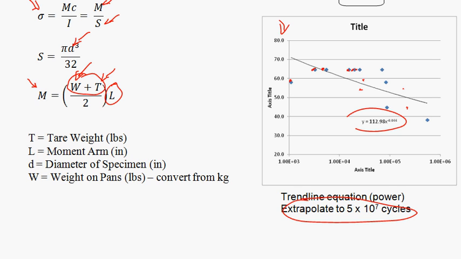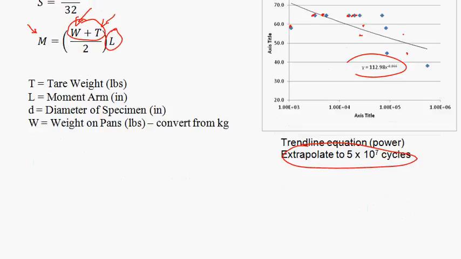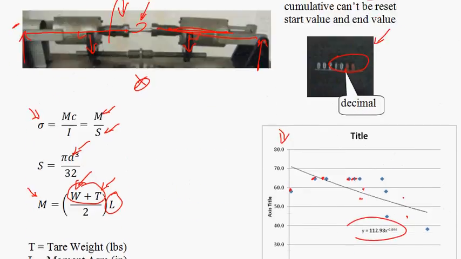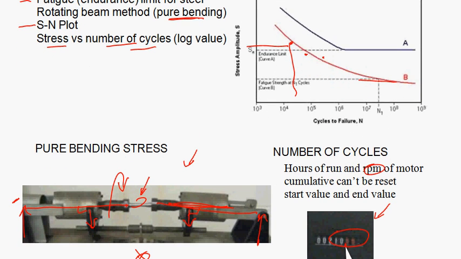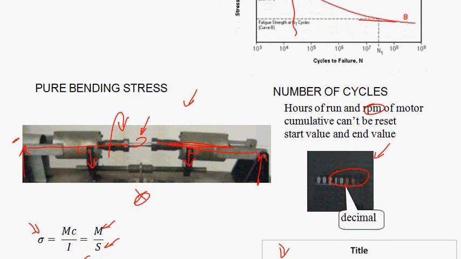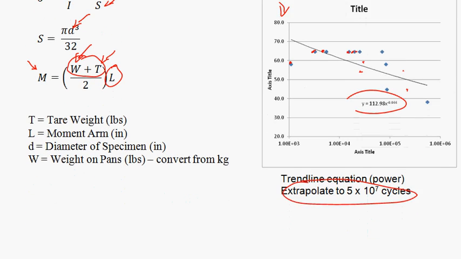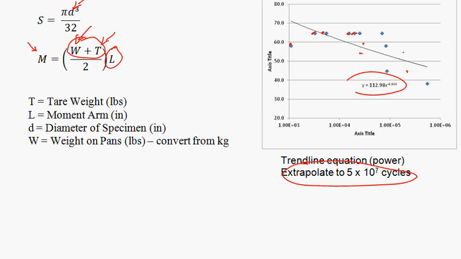That is the amount of cycles at which we claim that amount of stress will essentially never fail. So that's called the endurance or the fatigue limit. That amount of stress is called the endurance or the fatigue limit. And you will compare that to a published value for the endurance or fatigue limit.